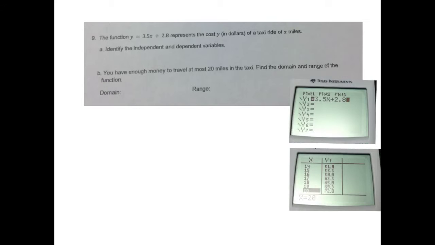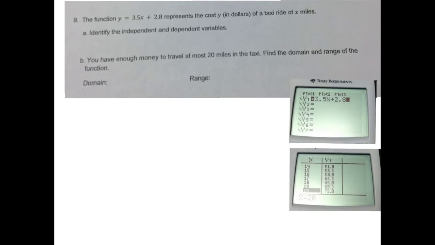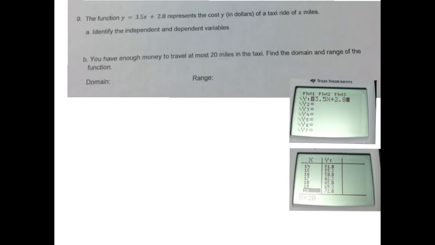All right. To me, this type of problem was the most important one that we talked about yesterday. We talked about independent and dependent again. And so independent is our input, and that's always our x. Dependent is our output, and that's always our y. When we go back to the problem, it says the function y equals 3.5x plus 2.8 represents the cost y, so that's our cost, in dollars of a taxi ride for x miles. So x, so miles, goes over here.